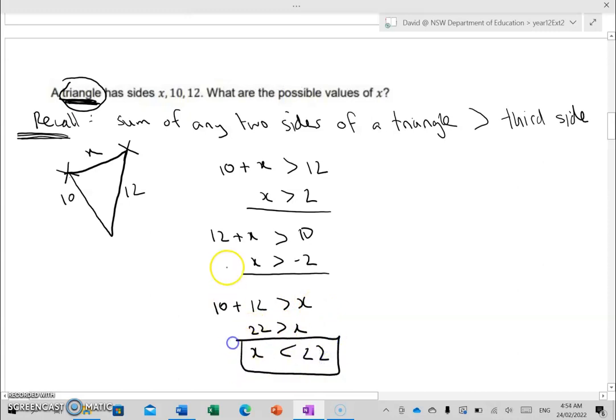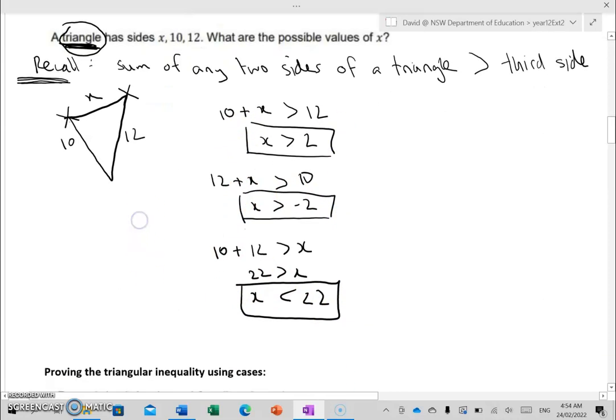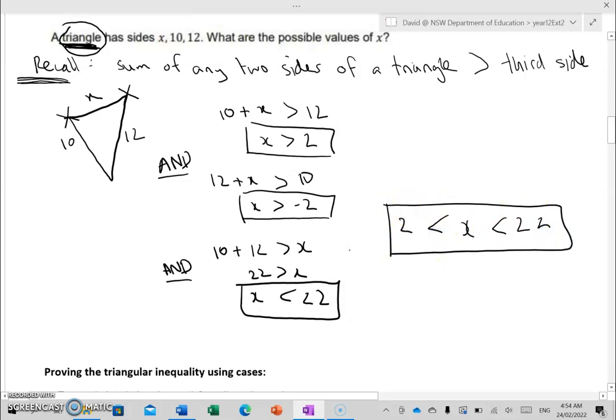So from looking at the triangle, we got 3 inequalities, and all must hold. These are like intersections, they're ands. So x has to be greater than 2, and at the same time it has to be greater than negative 2, and at the same time it has to be less than 22. So if you combine those 3 things together, hopefully you can see that x must be between 2 and 22.